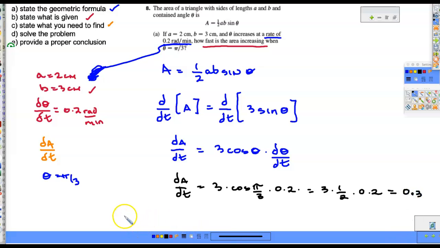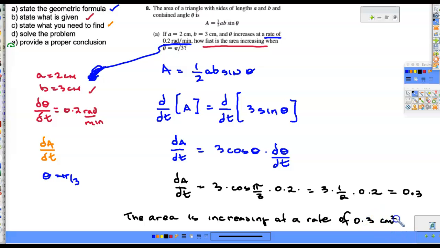So here, the area is increasing at a rate of 0.3 area units, centimeters squared per minute.